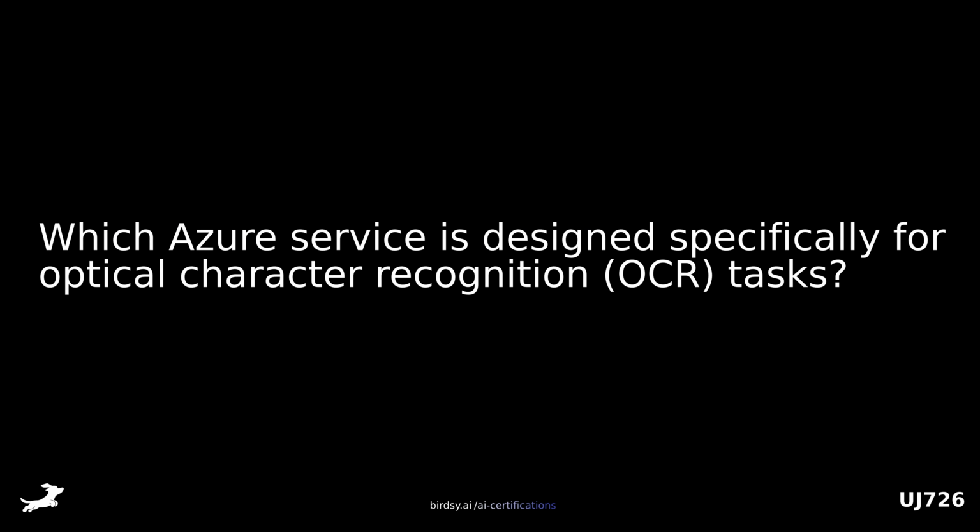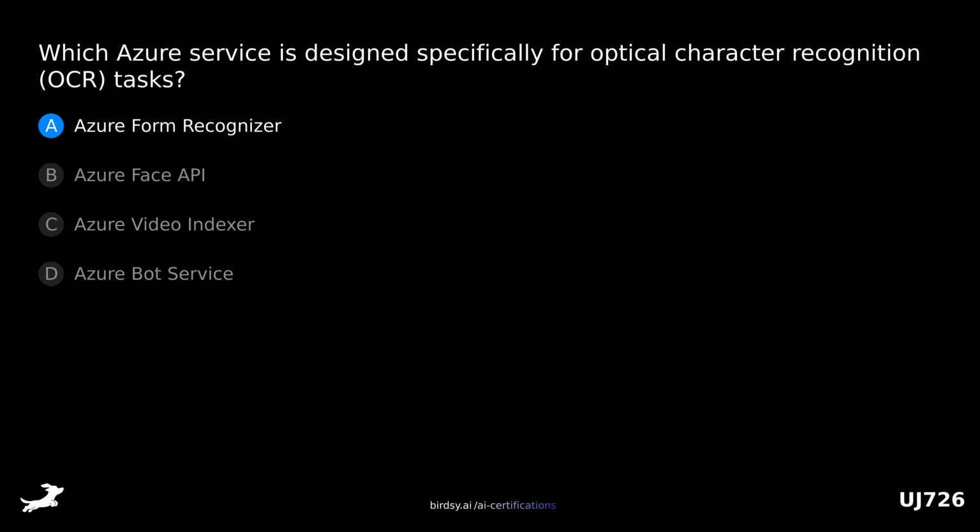Which Azure service is designed specifically for optical character recognition tasks? Is it A, Azure Form Recognizer, B, Azure Face API, C, Azure Video Indexer, or D, Azure Bot Service?